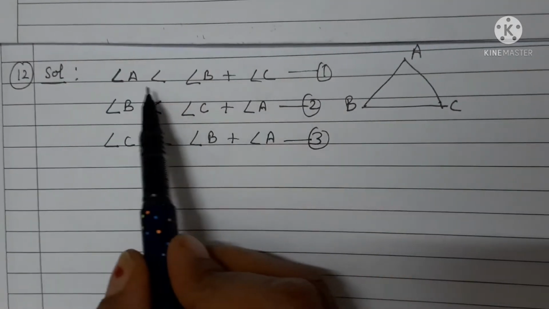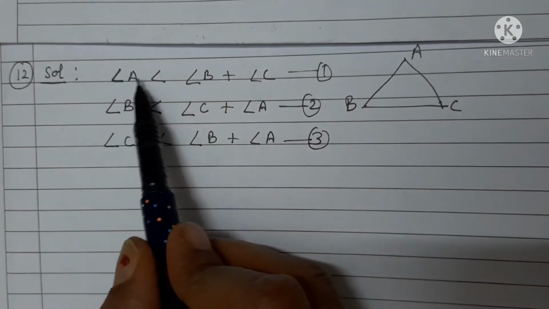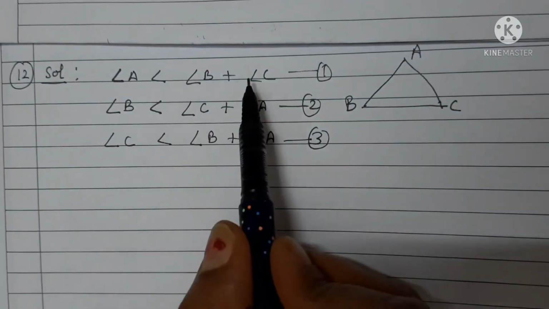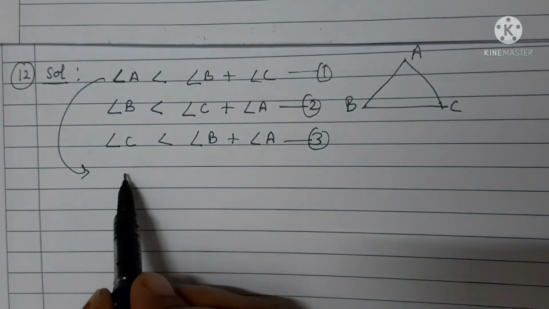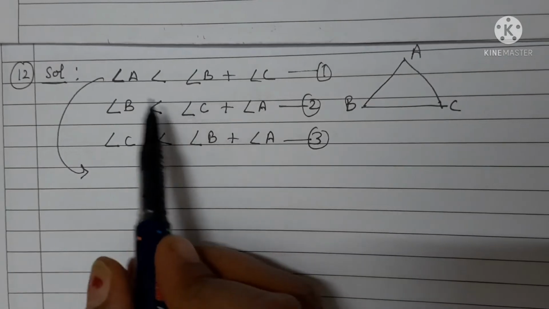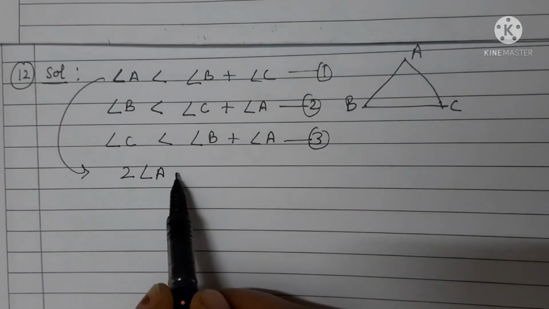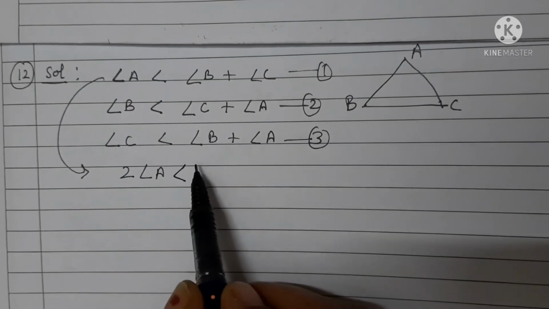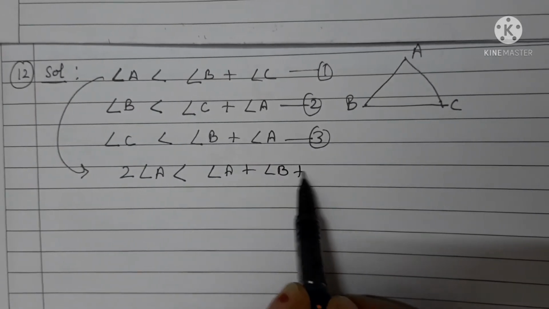See the first one, add A on both sides. So when you are adding A on both sides, this becomes 2A. 2 times angle A is less than angle A plus angle B plus angle C.